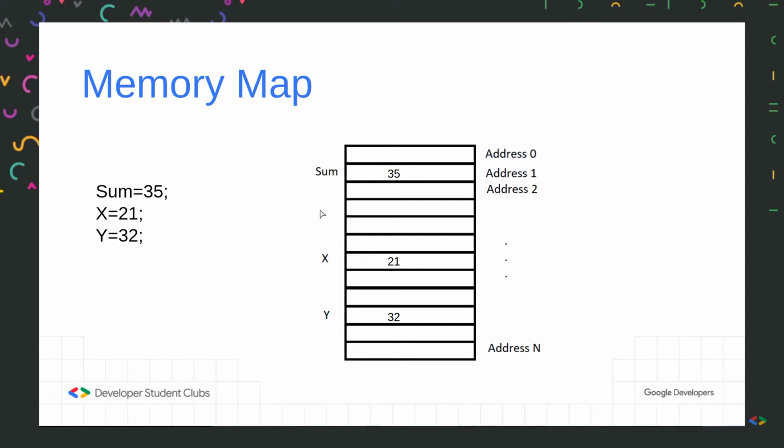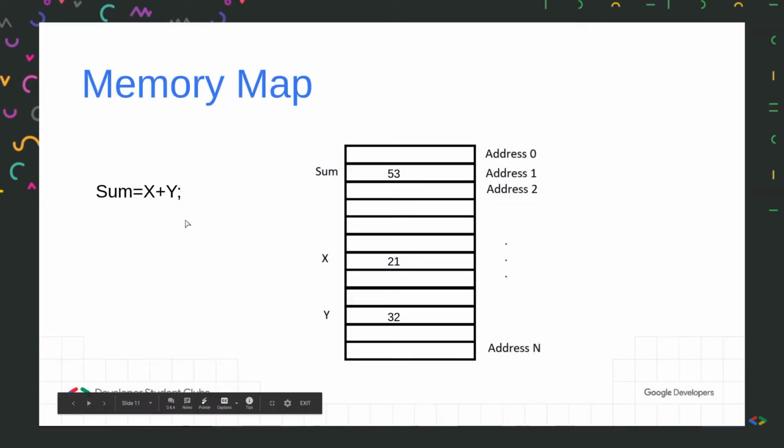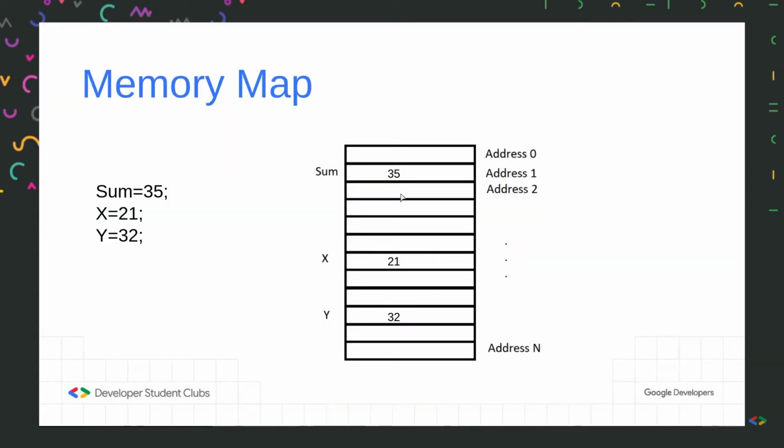As we can see, this is the memory map, these are the addresses, these are the variable names, and this is the data that we'll deal with in programming, and we have allotted the data to these boxes. Now what happens when we do some operations? Like I write sum is equal to x plus y. Previously x was 21, y was 32, and there was 35 stored in the location pointed by sum.